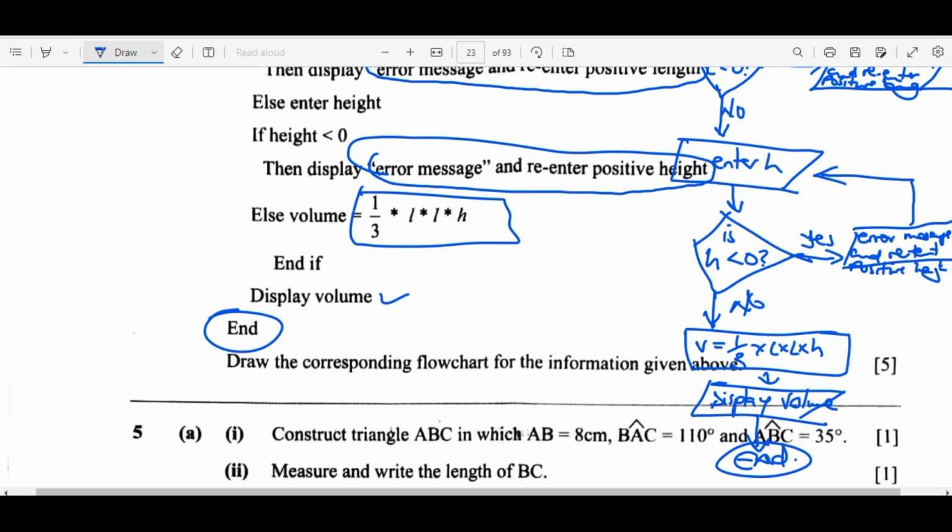If you want to learn more on pseudocode and flowcharts, there is a video you can watch so that you can learn more on pseudocode and flowcharts.